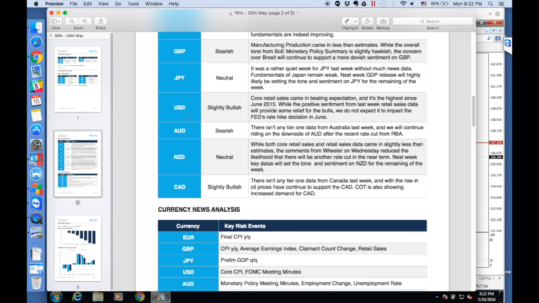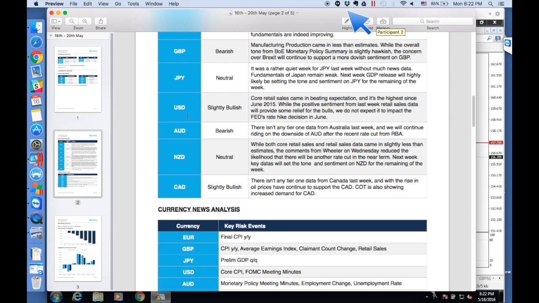So that's why I say over here that even though there's a positive sentiment from last week's retail sales, we do not expect this to impact their rate hike decision in June. My expectation is that it might continue slightly bullish, but it wouldn't turn the entire direction for USD itself. So this week we can still ride on USD being slightly bullish. Then, for example, Aussie is definitely still very bearish because of the rate cut.